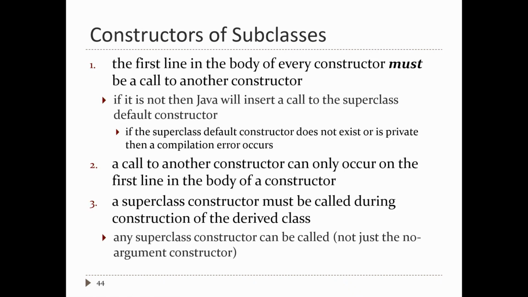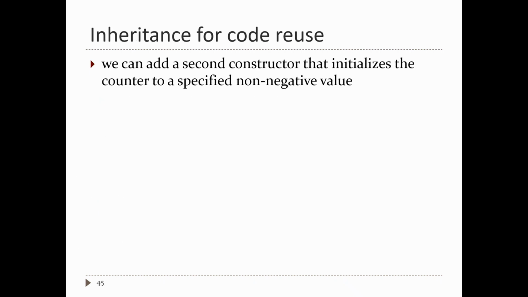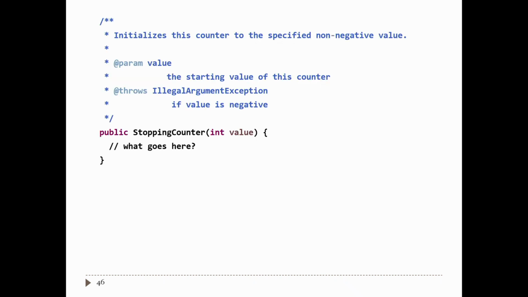All right, so keep those rules in mind while we add a second constructor to our class. I'm going to add a second constructor that sets the starting value of our counter to some non-negative value. So not 0, and not negative. I'd like to set the counter to some specified value, and furthermore, I have to make sure that the value is not negative. So what goes here? Rule number 1, there has to be a call to another constructor. So that has to go there.